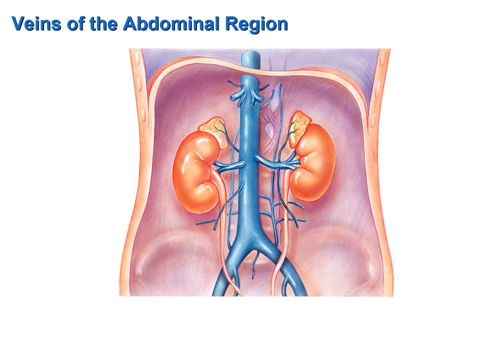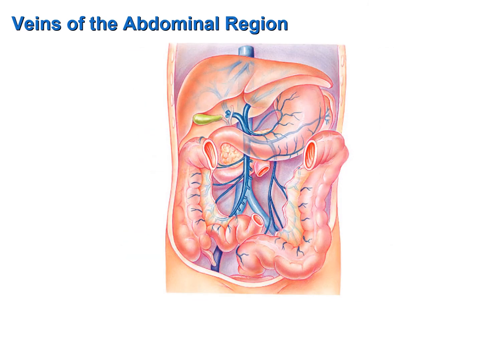In this figure, we're going to see a couple of veins of the abdominal region. Draining the kidneys are the renal veins, and draining the gonads are the gonadal veins. I will use this figure to illustrate the final abdominal veins. This is the inferior mesenteric vein. It drains blood from the distal large intestine.